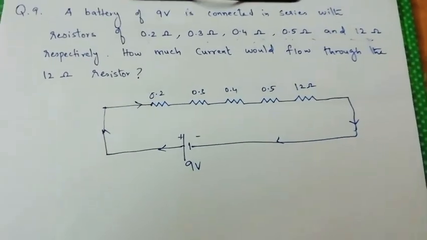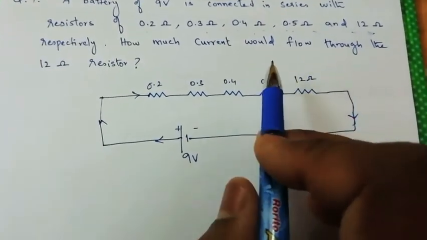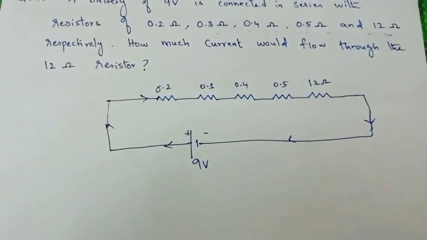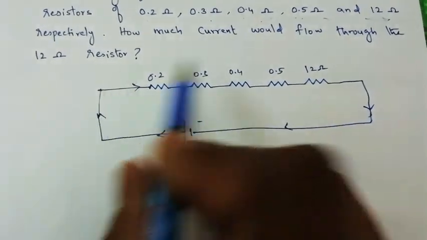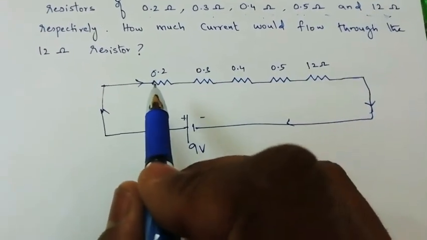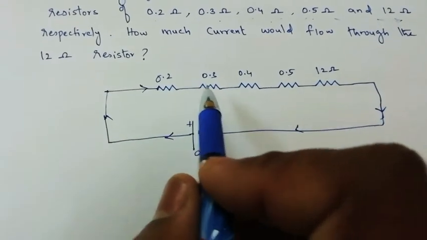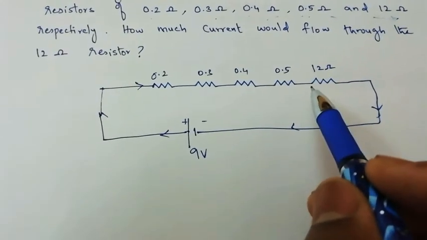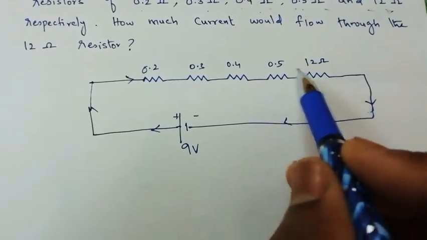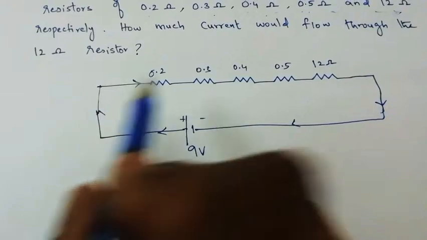Okay, you should understand the question: how much current would flow through the 12 ohm resistance. When the current is flowing through this, the same amount of current flows, because this is a series combination. When it passes 0.2, 0.3, 0.4, 0.5 and all, there will be some resistance. Then they're asking how much current is flowing in this complete circuit, right?